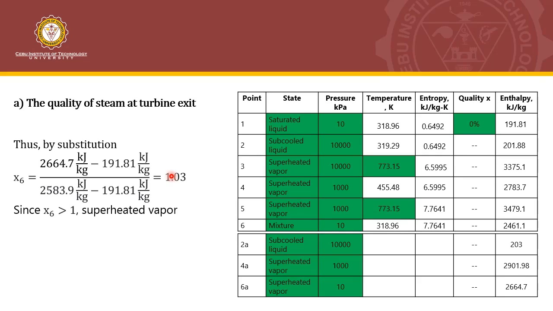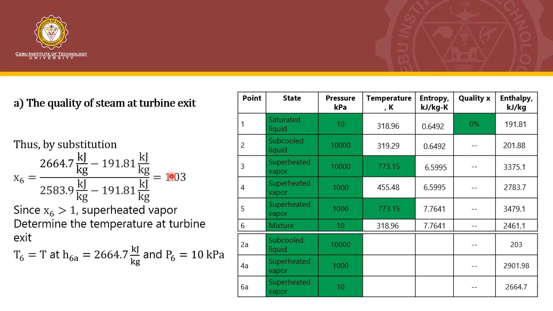Instead of getting the quality, we will obtain the temperature at the turbine exit. For the temperature, that is simply the value of temperature at enthalpy of h6a and a pressure of 10 kilopascal, or the pressure at state 6. By inputting the two values in the software, we can get the value of T6, and that is 361.21 Kelvin or 88.06 degrees Celsius.